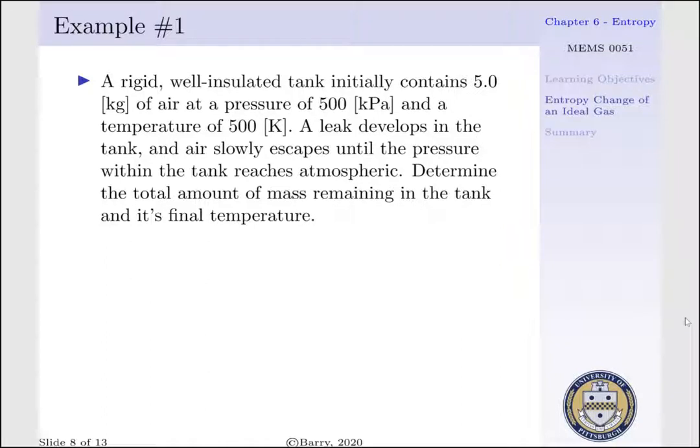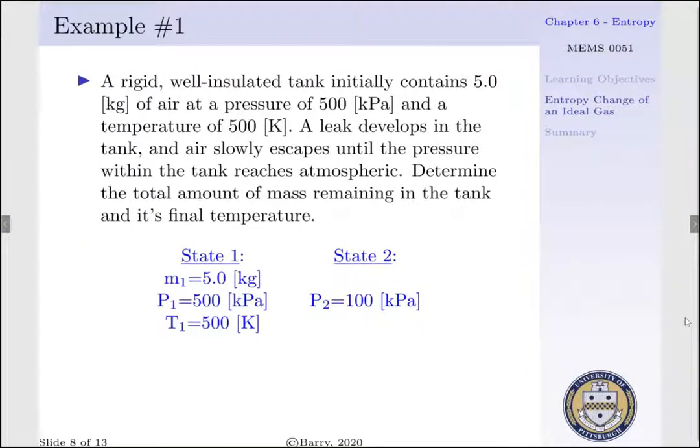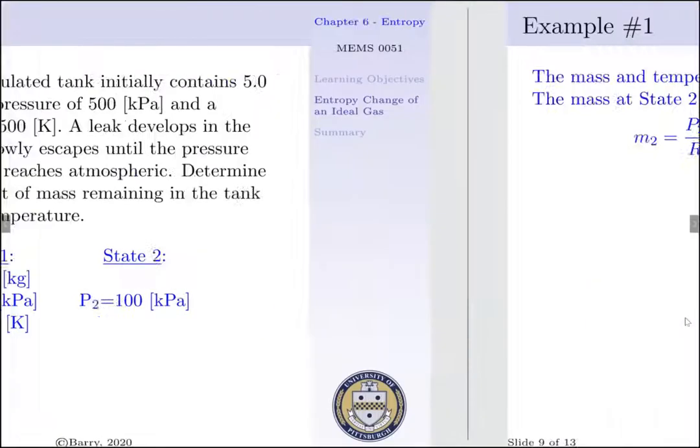We want to determine the total amount of mass remaining in the tank at its final temperature. First, to begin, we are going to write out our state variables. At state 1, we have a mass of 5 kilograms, a pressure of 500 kPa, and a temperature of 500 Kelvin. At state 2, we know our pressure has reached 100 kPa. It would be wrong to assume that our temperature is equal to atmospheric.